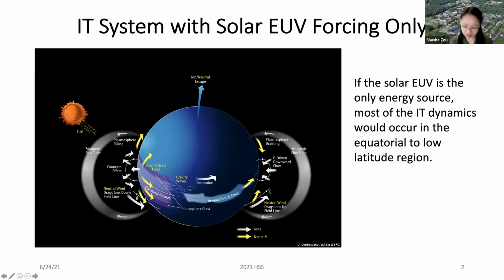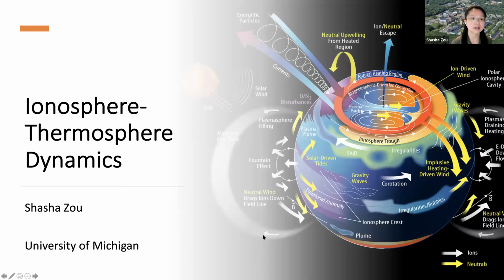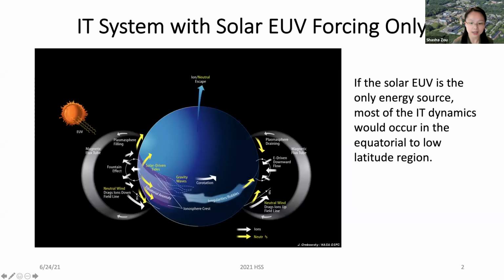Okay, so in the earlier lecture, I was trying to give you some very fundamental basics about the ionosphere and thermosphere. And in this lecture, I want to talk about some more fun part, like the dynamics that's happening in this regime. Okay, so if we only have the solar EUV radiation, this is the ionosphere and thermosphere dynamics you will see. So most of them happen in the equatorial and the low latitude region.